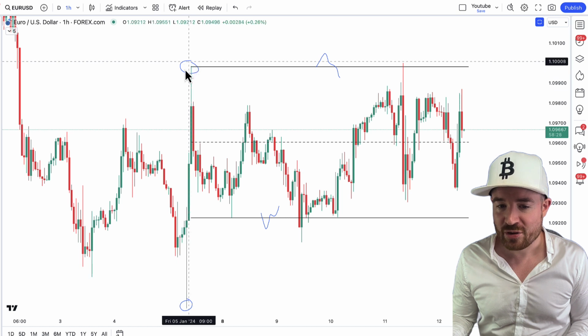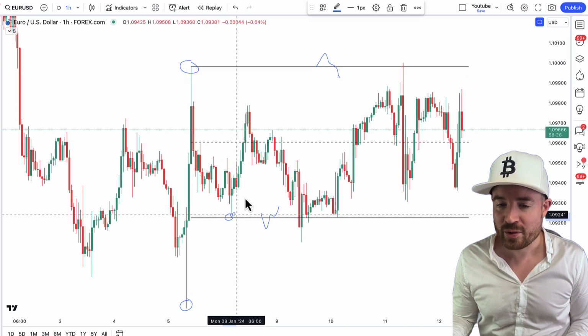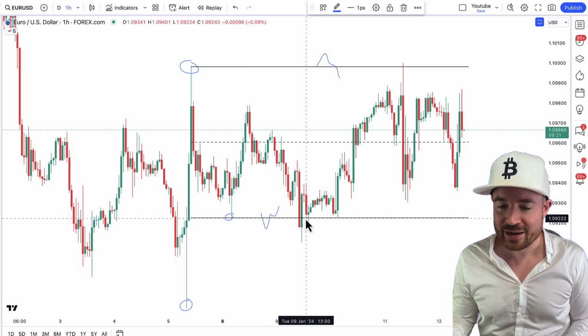This is now a range over here, wick high to wick low. We wait for a sweep. So we do nothing here, and we've identified the range. Now we got our sweep over here, and this is an hourly chart.